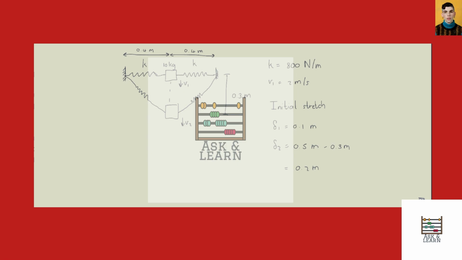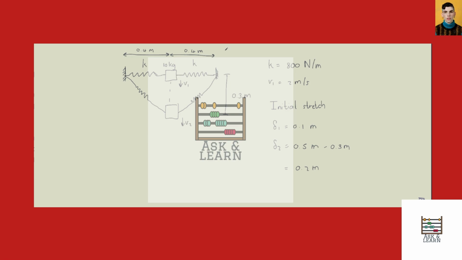For this problem on the topic of kinetics of particles, we are told that the collar with a mass of 10 kilograms is sliding smoothly on the vertical rod, and at the point where its velocity v1 is 2 meters per second in position A, each spring is stretched 0.1 meters. We want to calculate the final velocity v2 of the collar as it passes point B in the diagram.